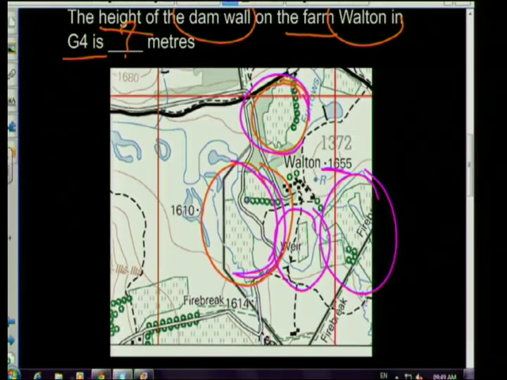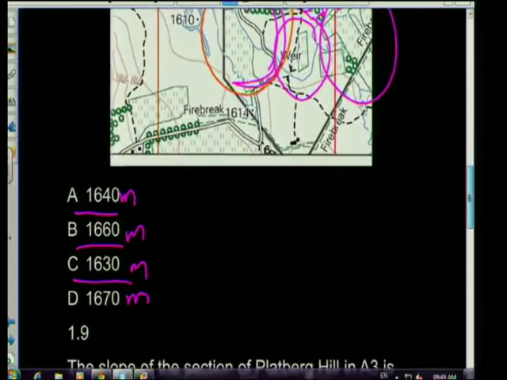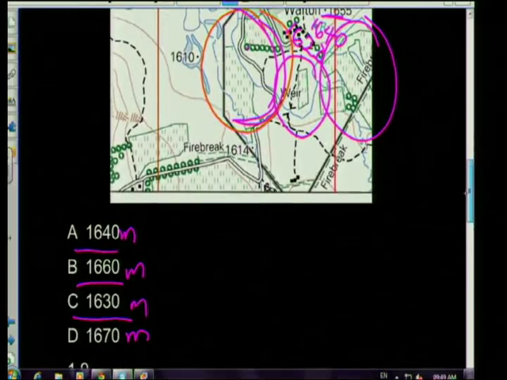So I would be looking for either 1,640, which is there, or 1,620, which is the next contour line which follows the route here. If I look at the top left-hand corner, it's got a contour line of 1,680, 1,660, 1,640, and 1,620, which is the very same line, which follows the height of the cultivated areas. If I go to my options, there is no 1,620, and the closest height is 1,630, which then would suggest that this particular answer is C.